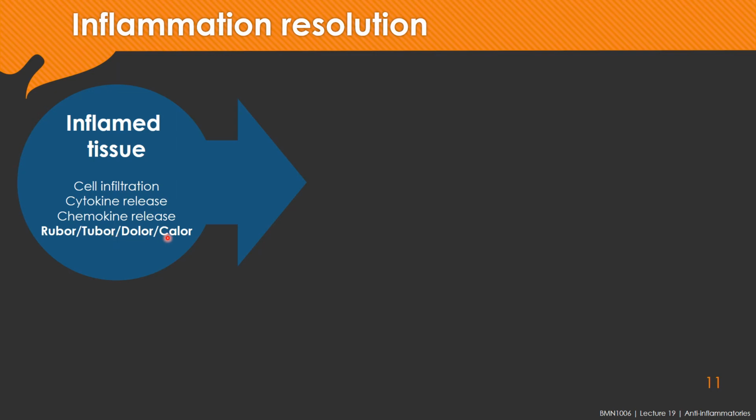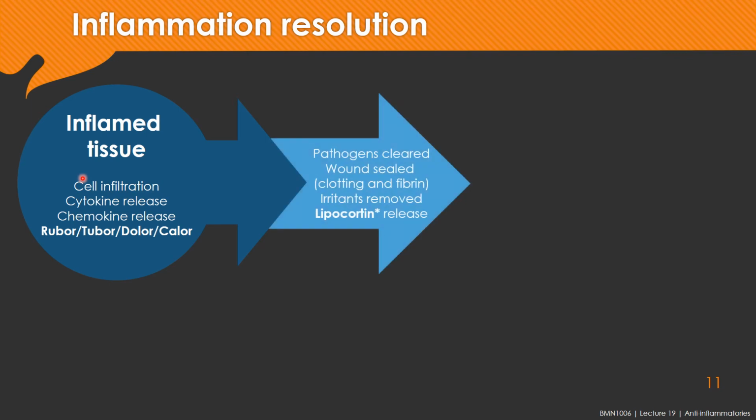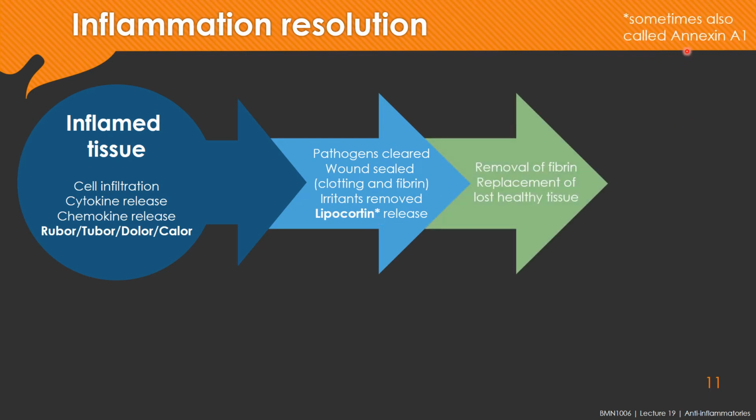But don't forget that the purpose of having inflammation is first to remove the pathogen from the body, and second, for recovery. So to stop inflammation, lipocortin will be released by immune cells. Lipocortin is also known as annexin A1, and it has an inhibitory effect towards the enzyme phospholipase A2, which is an enzyme that is needed for the production of many inflammatory mediators such as prostaglandin. So with lipocortin, inflammation is stopped.